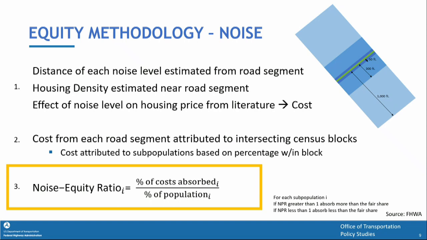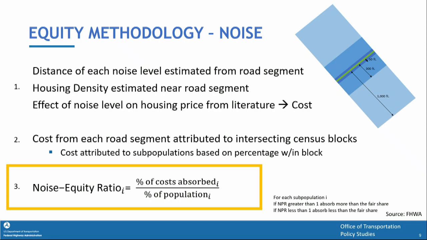So first, using our traffic to noise equations, we estimate the distance each sound level reaches from each highway segment. If anyone's familiar with the HPMS data set, it has segments often down to 1/10 of a mile in length. And then we have the traffic data for those roads. So we estimate the noise coming from that road. Then we use the ACS data to look at the housing density near the road segment to estimate basically how many people are affected by that level of noise. Then, using the hedonic pricing literature on the cost of noise reflected in the housing price, we can estimate the total cost from noise for each highway segment.